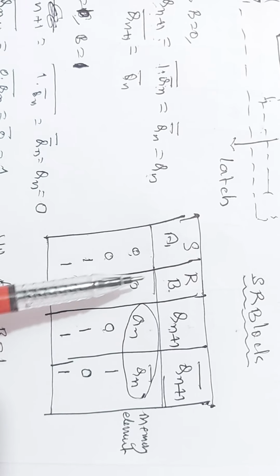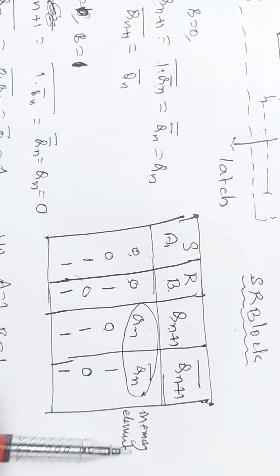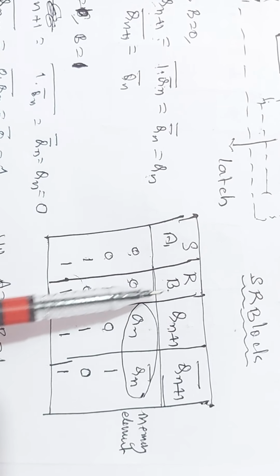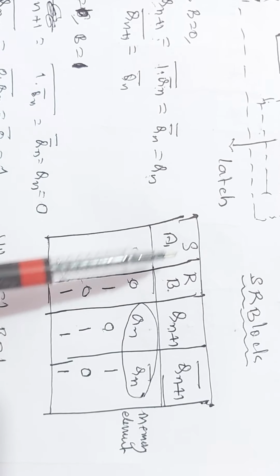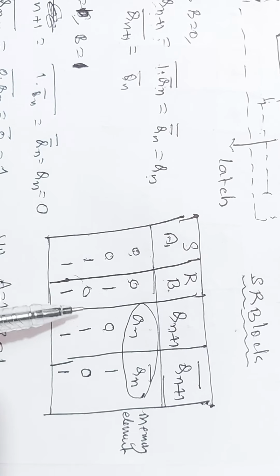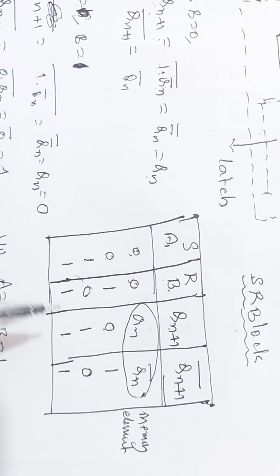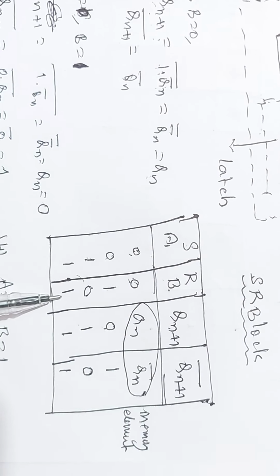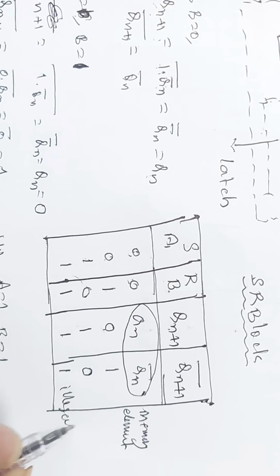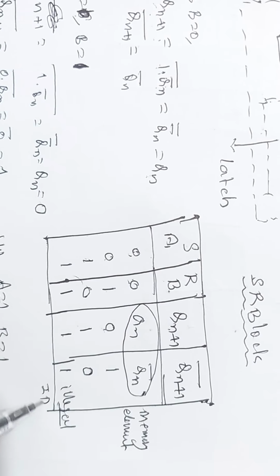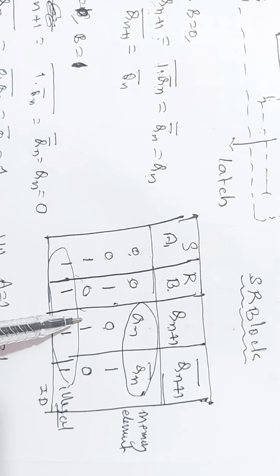Now, when the set input is 0 and the reset input is 0, it acts as a memory element. When the set input is 0 and the reset input is 1, there is no output. That is, the circuit is reset. When the set input is 1 and the reset input is 0, the output is 1. That is, the circuit is set. When both are 1 and 1, the outputs are 1, 1, which is indeterminate or illegal. We call this illegal or indeterminate, and this condition is not used. We use only these two conditions.